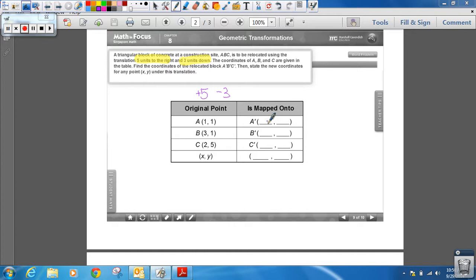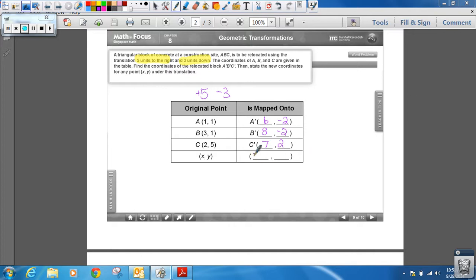So we said we're going to add 5 to all the x's. So A prime would be at 6 for the x, B prime would be at 8, and C prime would be at 7. Then on to the y's, we're subtracting 3, so I'd get -2, -2, and a +2. So my coordinates are 6, -2, 8, -2, and 7, 2.